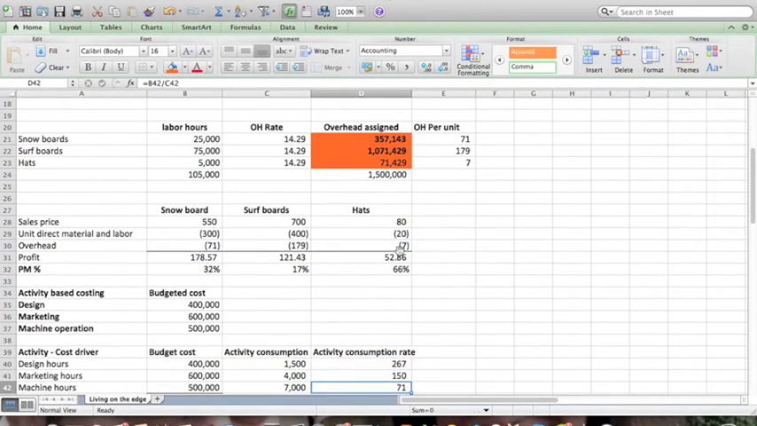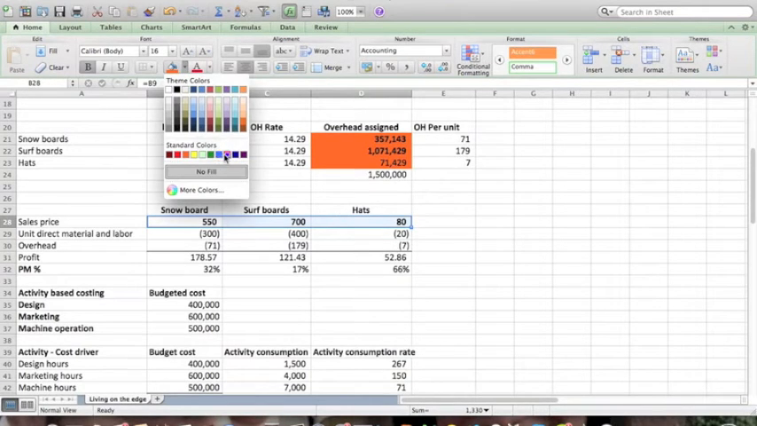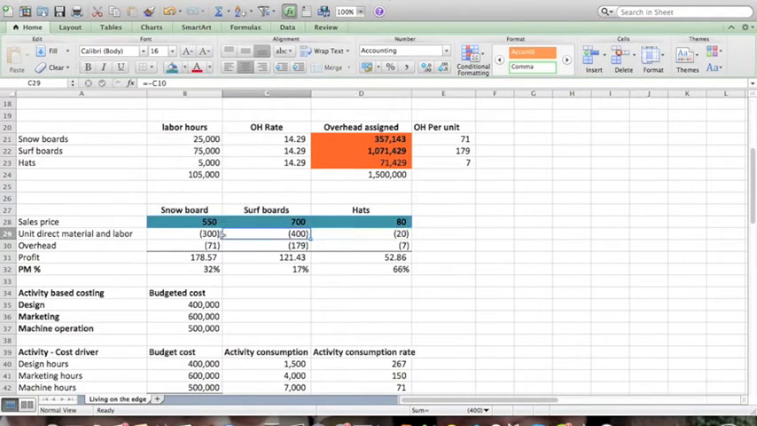Now I'm moving on, and look, I can see the sales price of each unit, right? I have the sales price here. I'm going to highlight that as well. And so this is the sales price. Unit direct material and labor, that's just the number that was given. Now overhead per hour is coming from this orange on top over there.